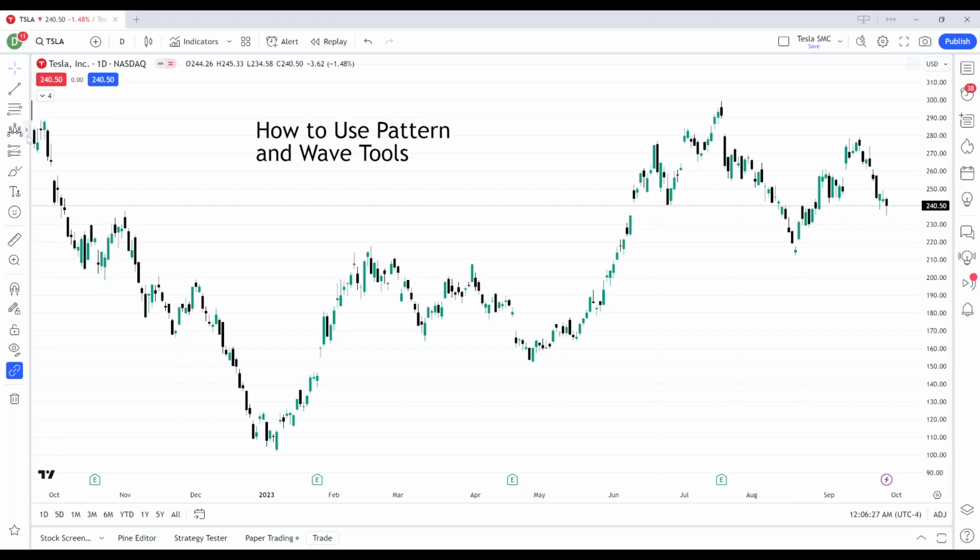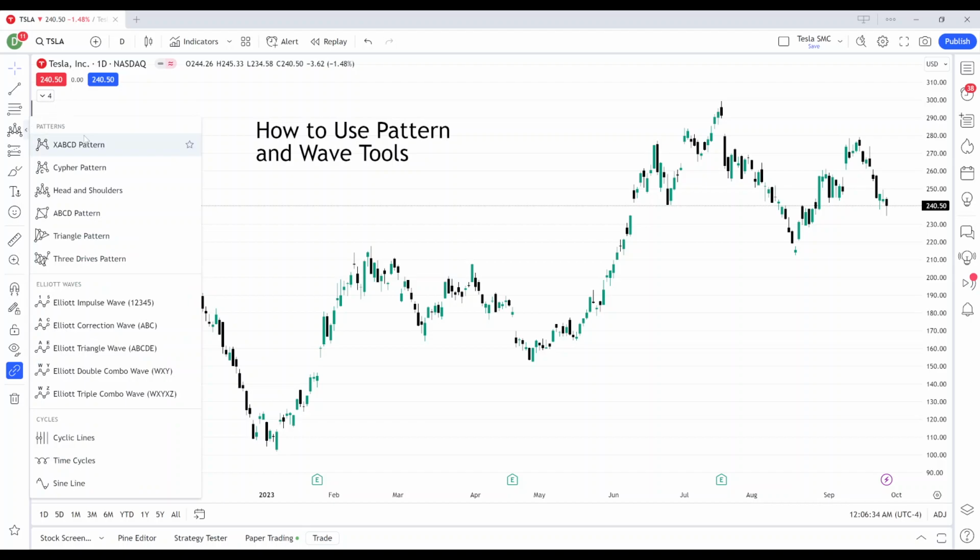To use your pattern tools, the pattern tool is right here. Again, you click on the little arrow and it's going to give you a drop down that has different patterns. We're not going to cover every pattern today. We will cover some of the more common patterns and how to use those. So let's go ahead and take a look at those. We'll also look at a few of the Elliott Wave counts.